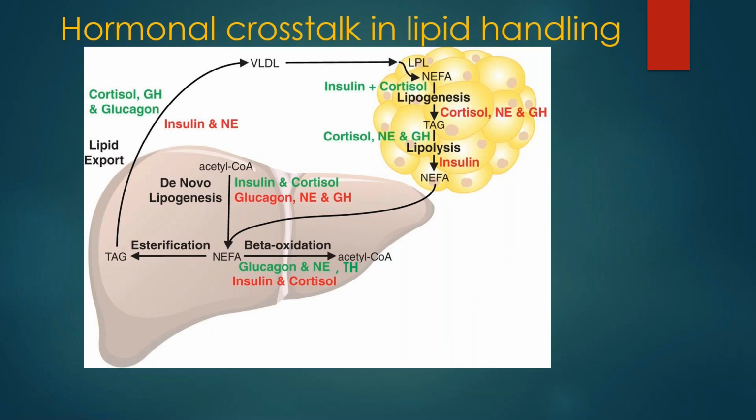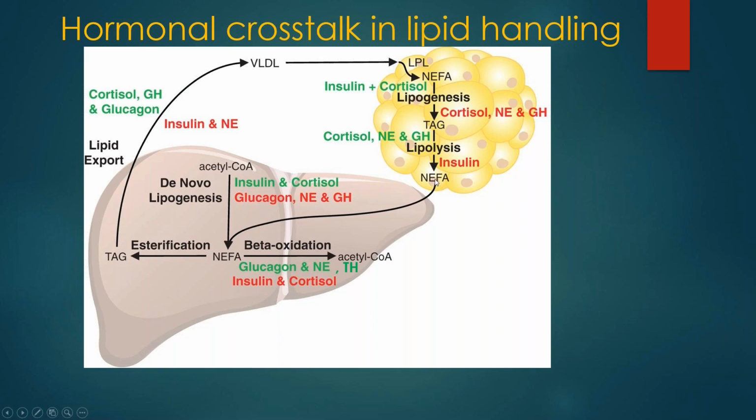So in net, this is the crosstalk between two major organs involved in lipid handling, adipocytes and liver cells. The hormones shown in green are the ones which promote the process, like insulin and cortisol promote lipogenesis in the adipocytes, and norepinephrine, growth hormone, and cortisol inhibit this process of TAG generation. Cortisol and GH are also involved in increased lipolysis of fats in the adipocyte, thereby releasing these free fatty acids. So these are non-esterified fatty acids.